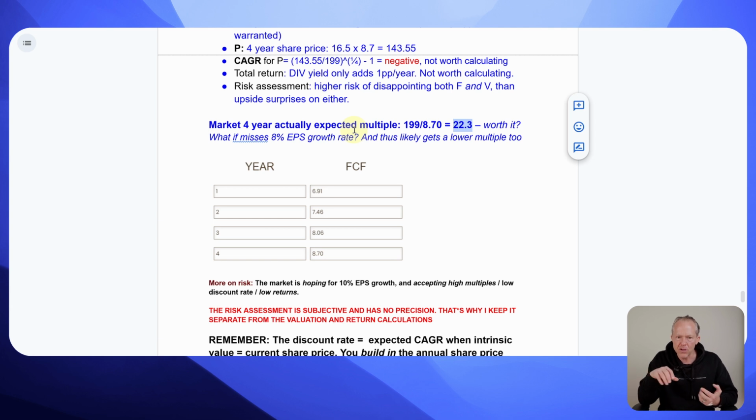So what if they, for example, miss the 8% EPS growth rate? Then the future EPS would be lower than 8.70. And what if the future valuation multiple, I mean, if they only grow by 3, 4, 5% over that long period, then they would probably be punished with a definitely lower multiple than 22, and probably even below the market multiple. So this is a way to try to assess what our downside return risk is for Apple.